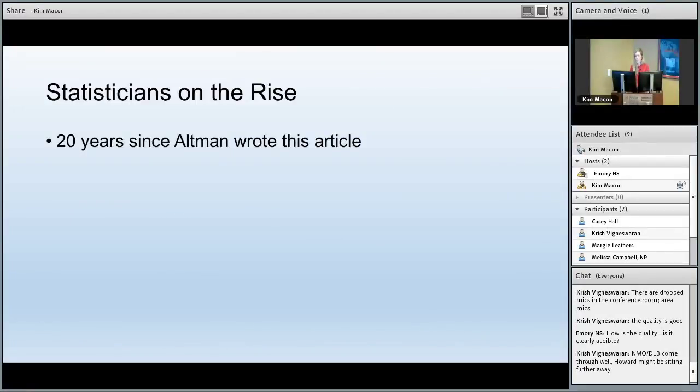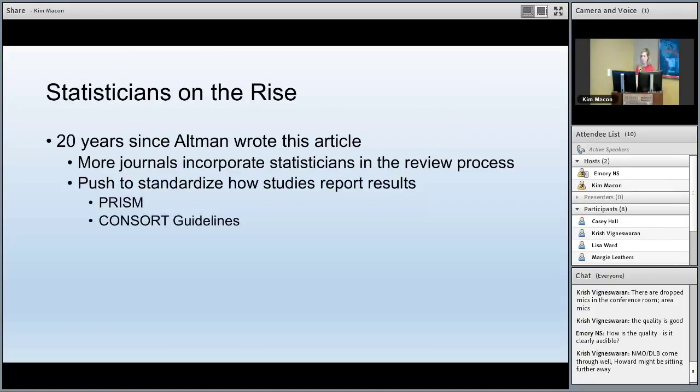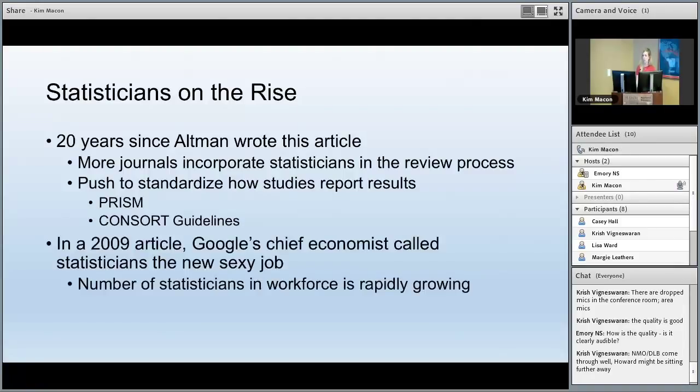It's been about 20 years since Altman wrote this article, and now more journals are incorporating statisticians in the review process. Some journals have a statistician review every single paper. Other journals allow the authors to select whether or not they think a statistician should review the paper. There have also been different guidelines about how to standardize how we report studies, especially from randomized clinical trials and meta-analyses. I'm sure you guys are familiar with the PRISMA and the CONSORT guidelines. And then aside from that, statisticians are becoming this new quote-unquote sexy job.